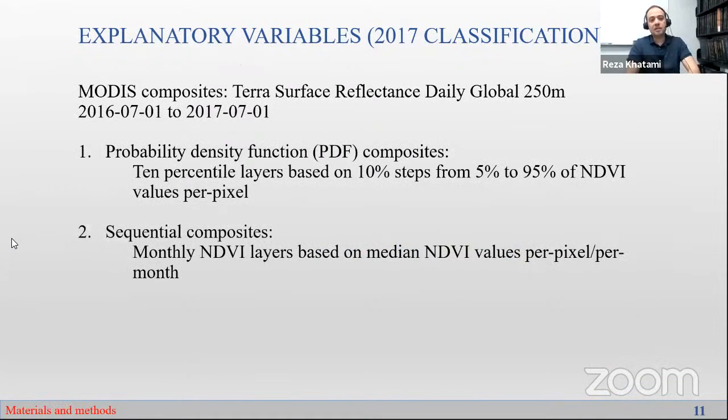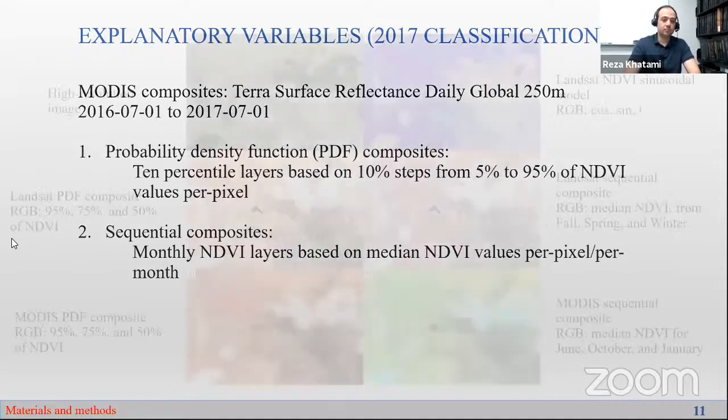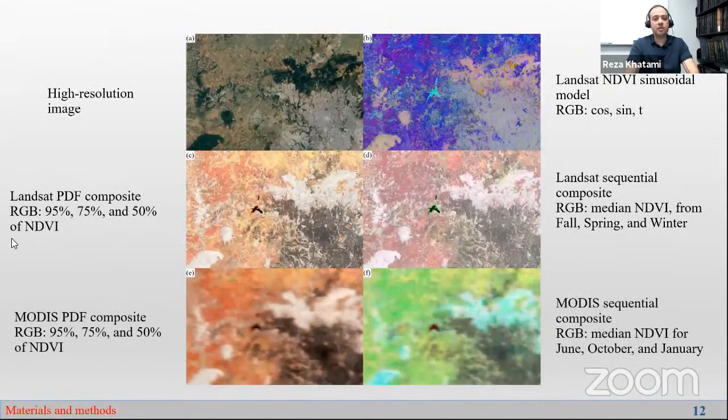In addition to the Landsat data, we used MODIS data and created similar composites. Because for MODIS we had higher temporal resolution, for the PDF composite we extracted 10 different percentiles, and for the sequential composite, we created monthly layers. Here you can see a visualization of our composites.